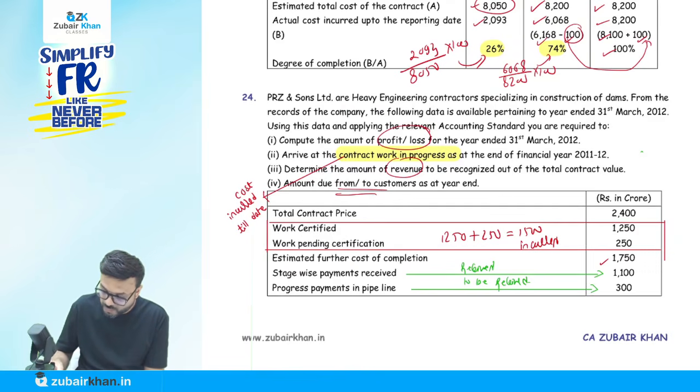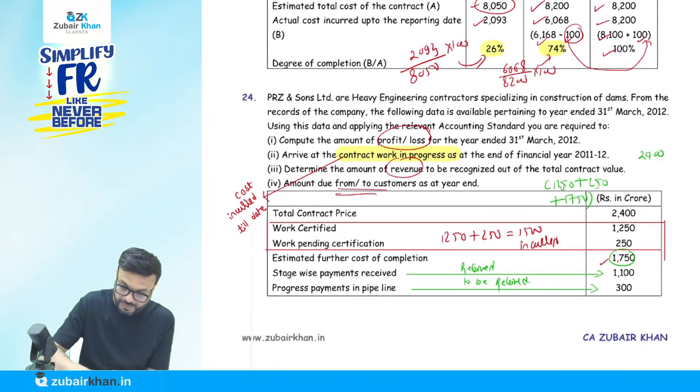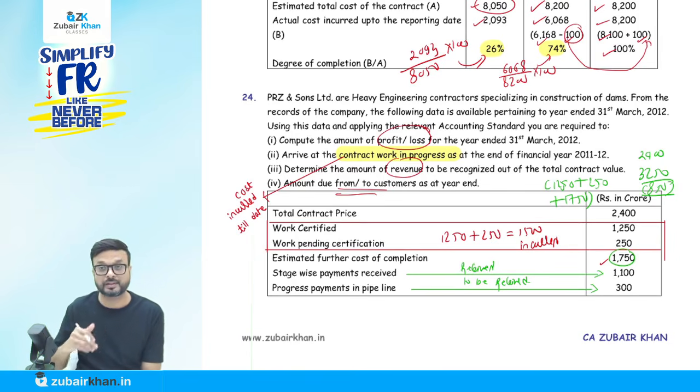In this case it is a loss, and I will tell you why. The total revenue is 2,400. The cost incurred is certified 1,250 plus pending 250, that is 1,500, plus further cost 1,750. So 1,250 plus 250 plus 1,750 is 3,250. So we have a loss: 2,400 minus 3,250 is 850. So we have to recognize a loss of 850.